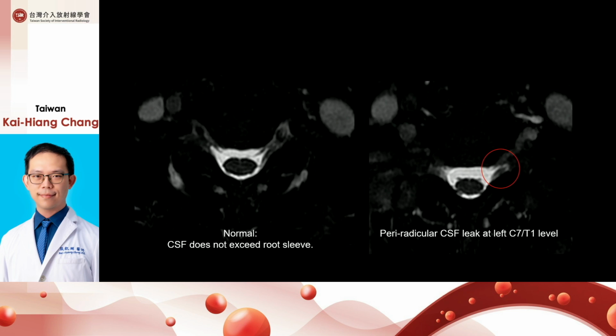Here's another case. On the left-hand side is a normal MR myelography. The CSF does not exceed the root sleeve. On the right-hand side, however, you can see a periradicular CSF leak at the C7-T1 level.